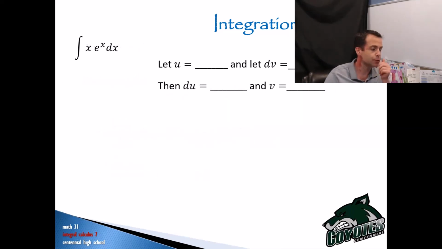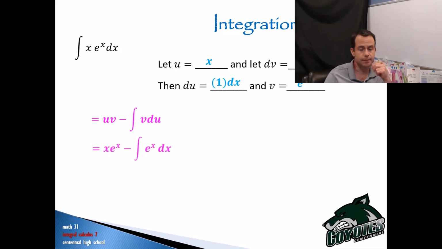All right, now we're going to try to integrate x e to the x. So again, I'm going to let my u be x. So that means my dv has to be e^x dx. The derivative of x is 1, so I'm looking at 1 dx. And then the antiderivative of e to the x is e to the x. Okay, so I'm ready to plug everything in. My u is x, my v is e to the x. Then my v again is e to the x, and du is dx.